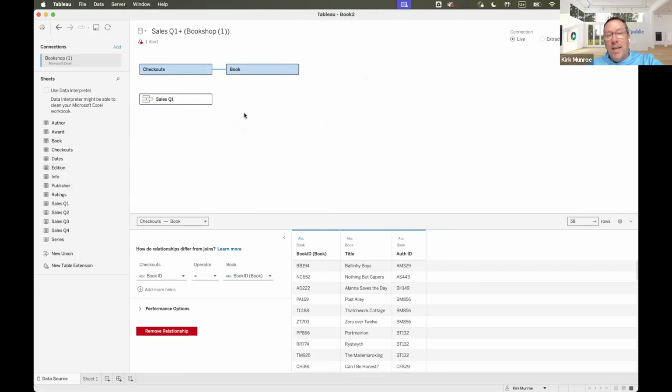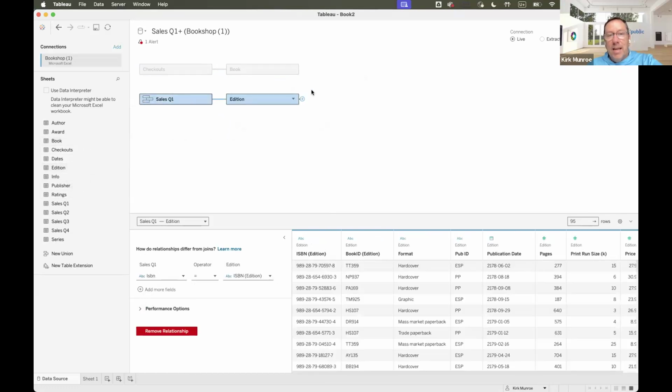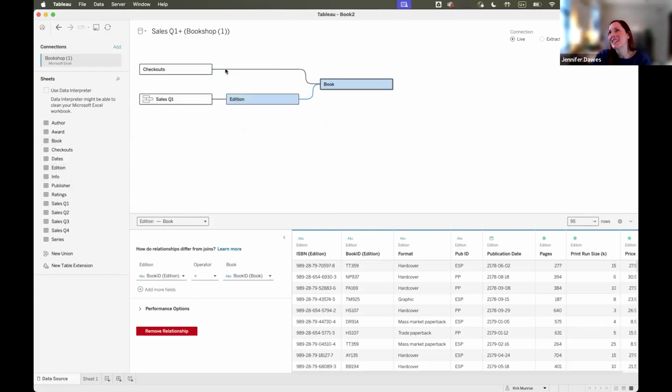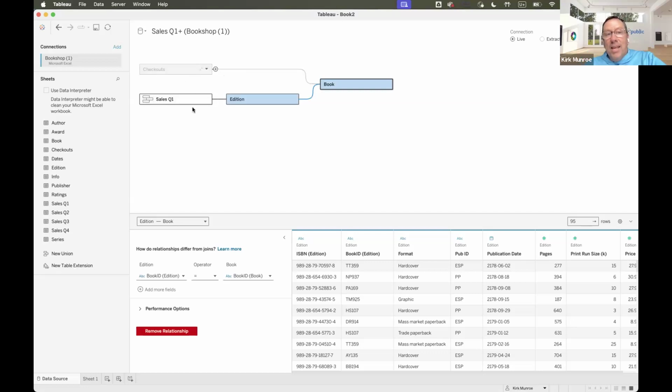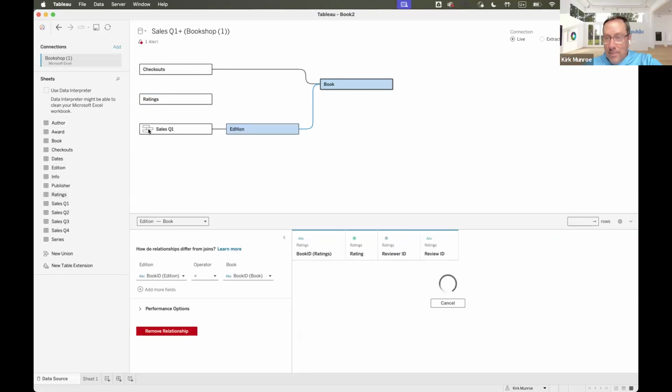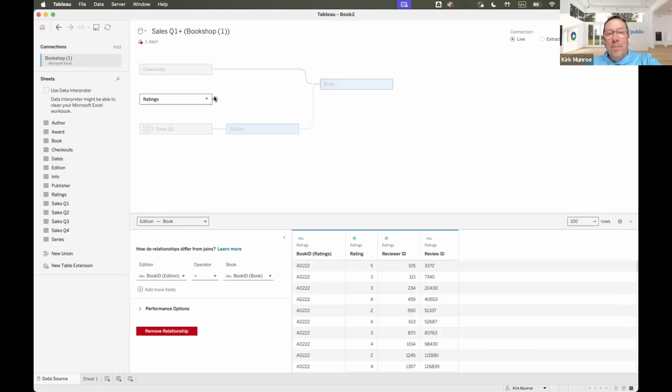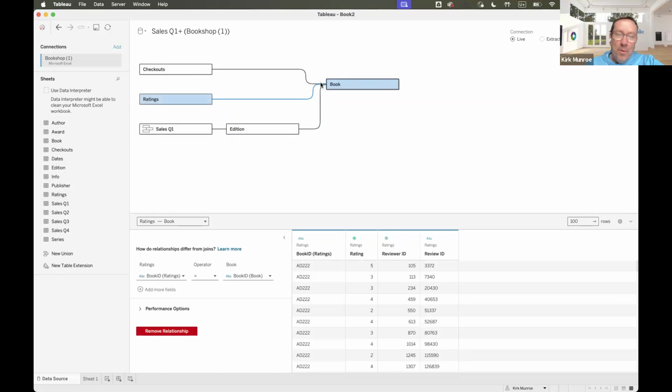So what we actually want is sales are by edition, but then editions are editions of books, describing books. It's kind of cool how we can build this. What's awesome is we can check which books are the most popular on sales relative to checkouts at the library and whether they're the same. And ratings are also a fact, because people can rate many times, and books have ratings. Now we can answer a lot of questions about books.